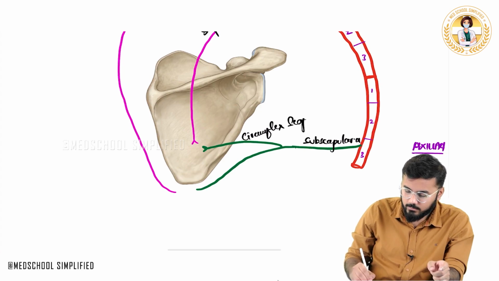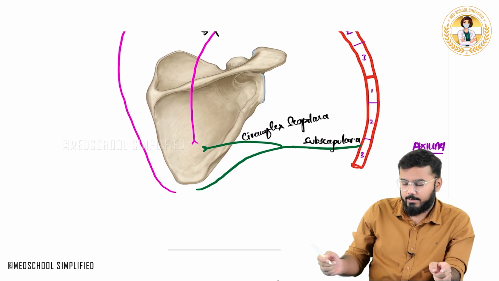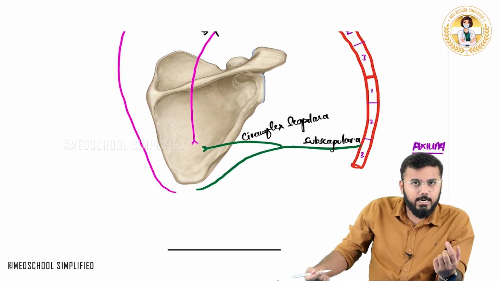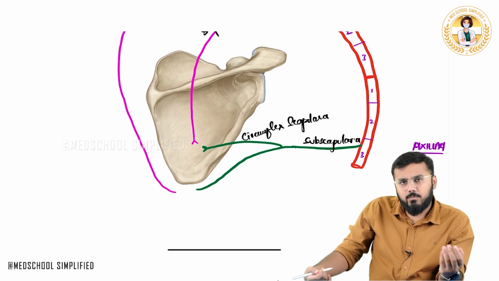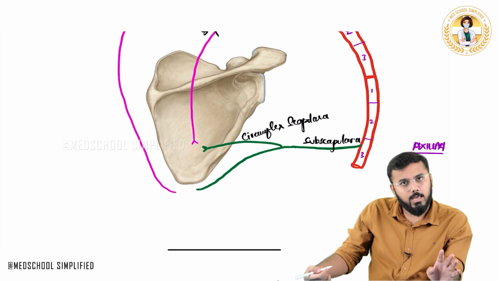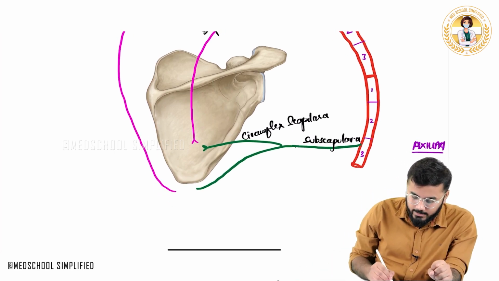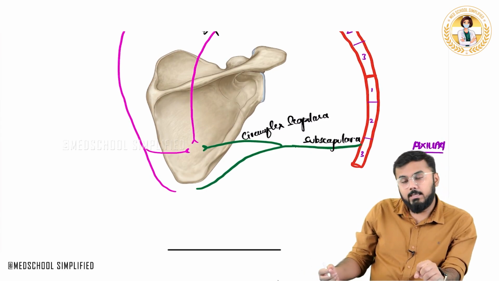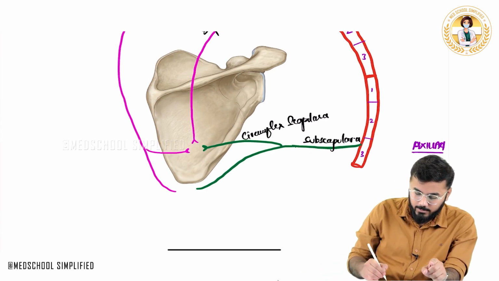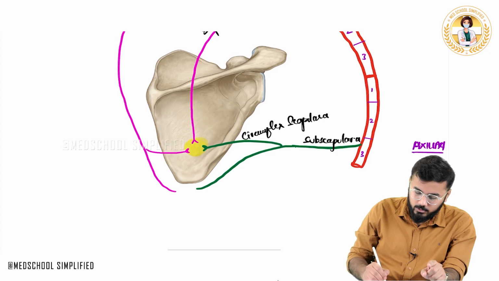Circumflex scapular artery. Okay, so the third part of the axillary artery gives the subscapular artery, and one of its branches is the circumflex scapular artery. Now if you look here very keenly, you can see an anastomosis. Let me highlight it. You can see an anastomosis here.